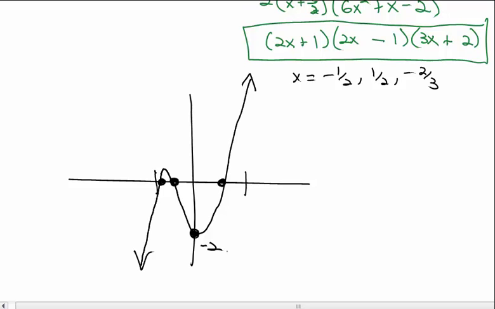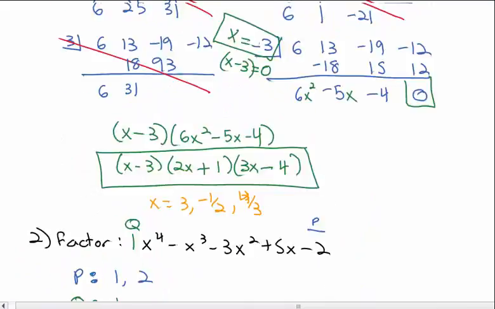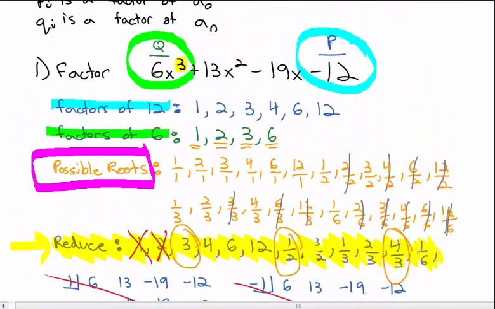So that's the rational root theorem. It's a big plug-and-chug system, but it works every time. It'll find you your factors. What we're going to do is we're going to identify our p and our q and all of those factors, use that to come up with all of our possible roots, and reduce them. And then lots of synthetic division to see which ones work and which ones don't.